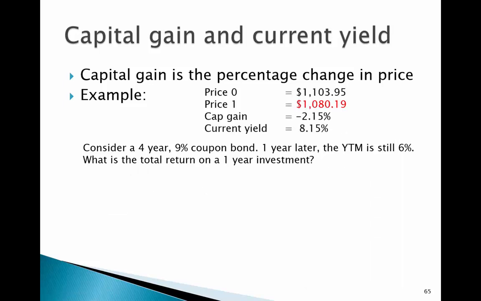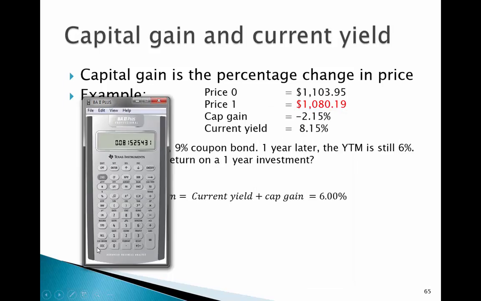The question here is, what's the total return on the investment? There are two ways to do it. I could look at the money I ended up with, because I sold the bond for 1,080.19 and I collected a $90 coupon payment. So I ended up with that much money, divided by the price I paid for it, 1,103.95, and then subtract 1, and you can see that's a 6% return. I've got some extra decimals from rounding, but that's a 6% return.